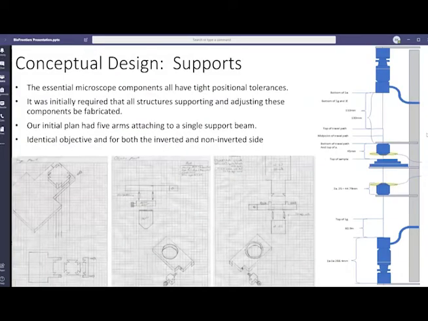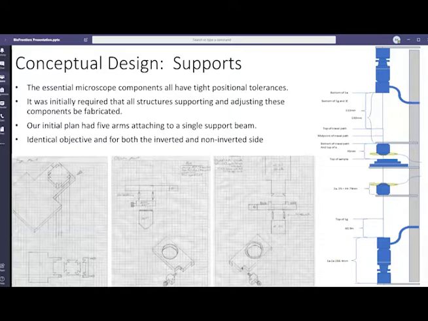Conceptual design. Having ironed out all of the engineering specifications, we learned the required positions of each of the essential microscope components and their narrow range of tolerances for their movement. Having this information, we needed to design a support system to hold them. Our main concern was keeping the components in the non-inverted and the inverted side aligned, and our solution was to support all of them to a single support beam using 5 separate arms.